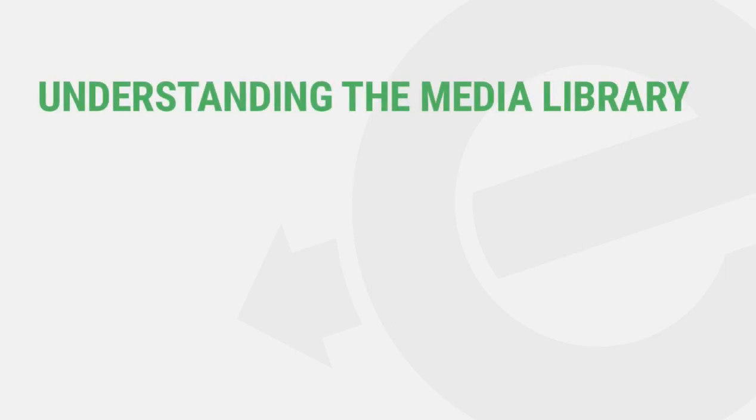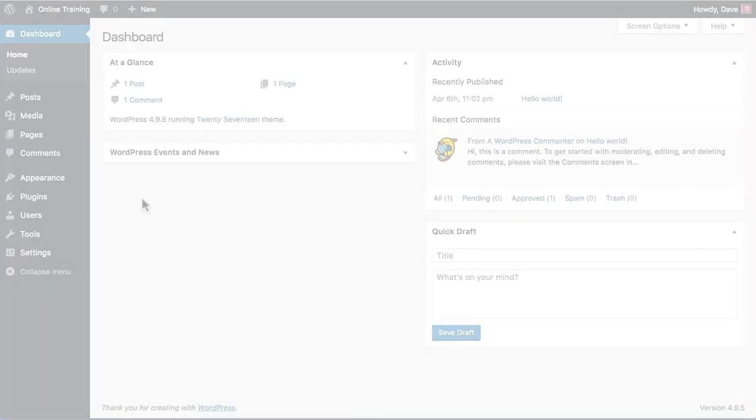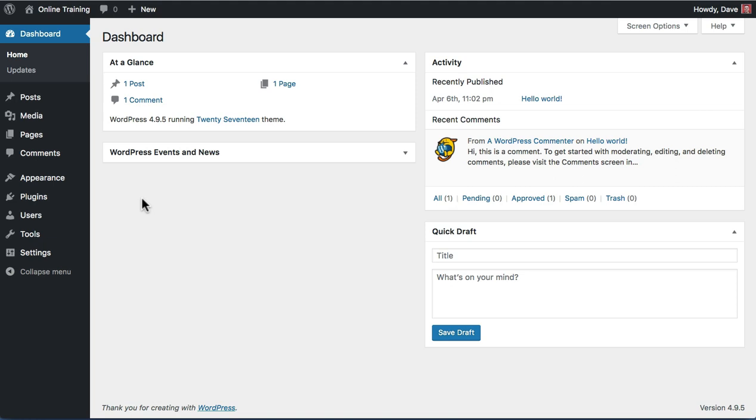Before you can make any changes to your images in WordPress, you need to know how to access them. So in this video, I'm going to cover the Media Library. The Media Library is where you upload, store, and edit all the images on your WordPress site. After logging into your site, in the left-hand navigation bar, hover over Media and click on Library.